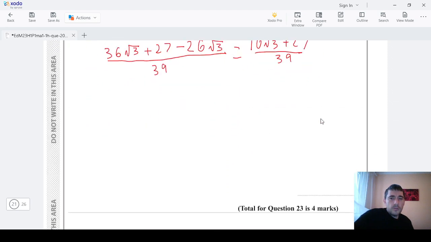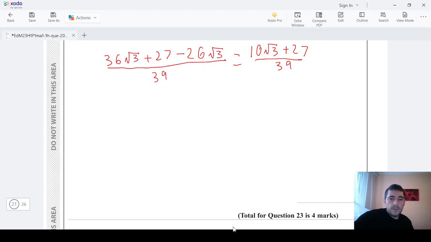Right, so moving into the next bit, just make sure you write down the answer, but usually you're not getting an extra mark, as the people who mark those tests, they just check your working out anyway. So plus 27 over 39.